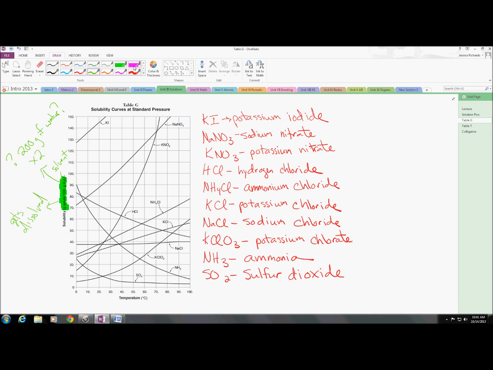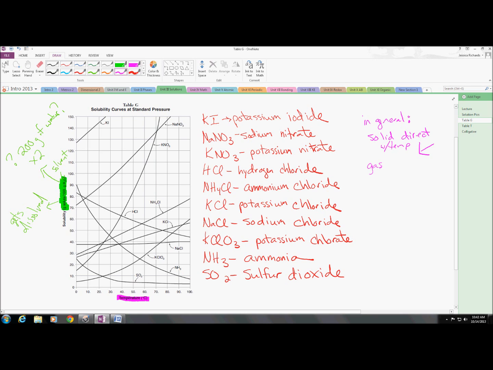Temperature down here. Solubility is related to temperature. Whether it's directly related to temperature or inversely related to temperature typically depends on the type of substance you have. In general, solids have a direct relationship between temperature and solubility. So that means their curves go up. So you can guess that KI is a solid at room temperature, NaNO3 is a solid, KNO3 is a solid.